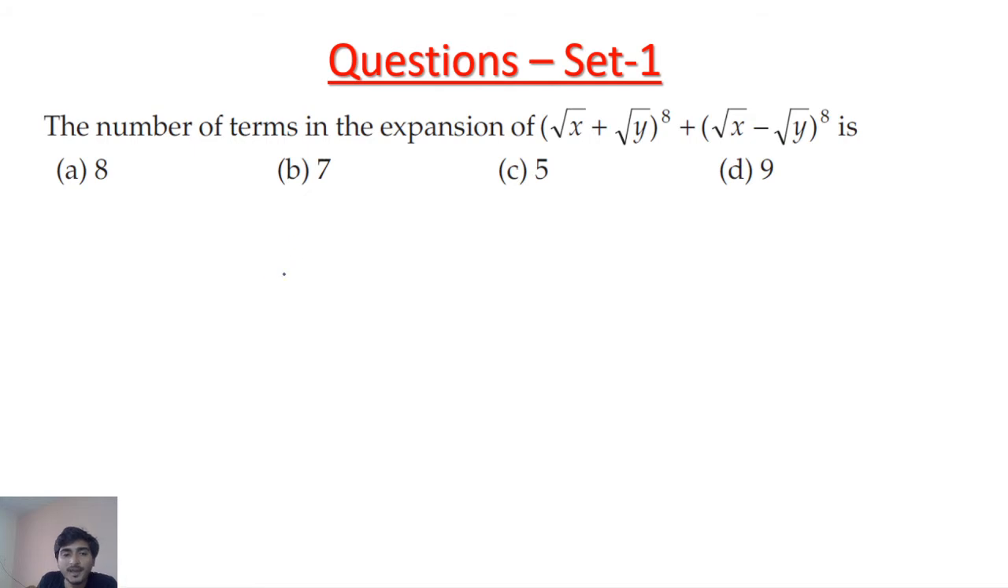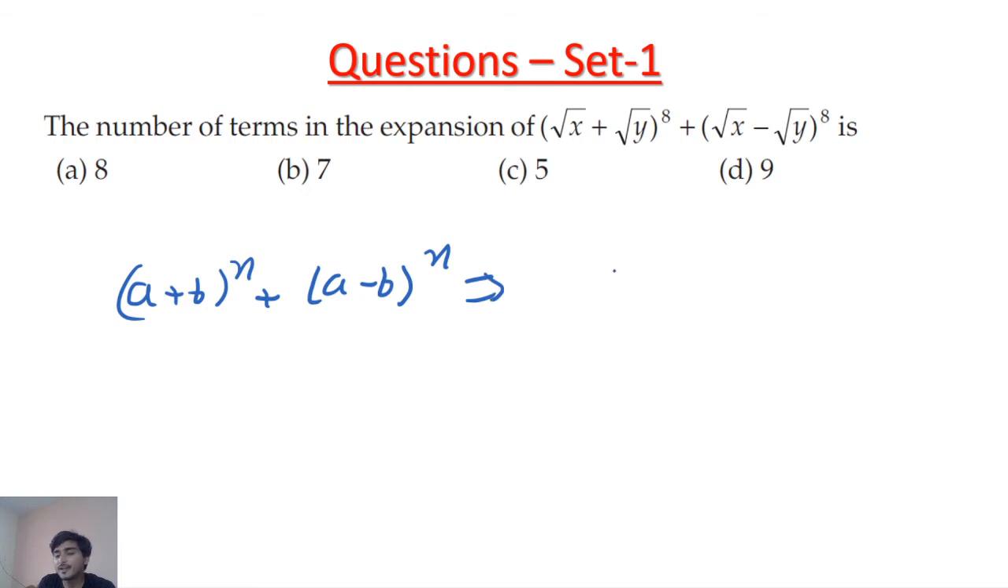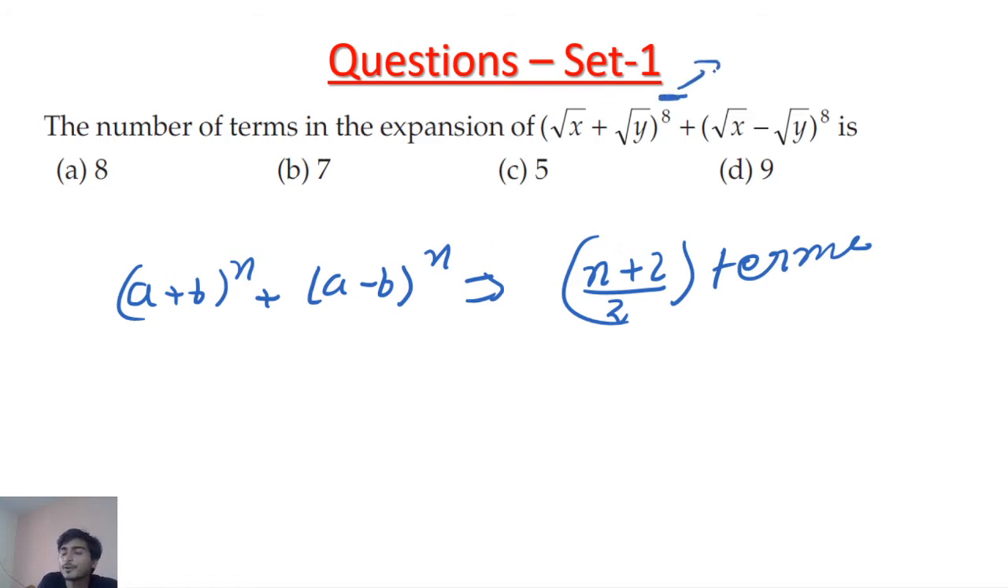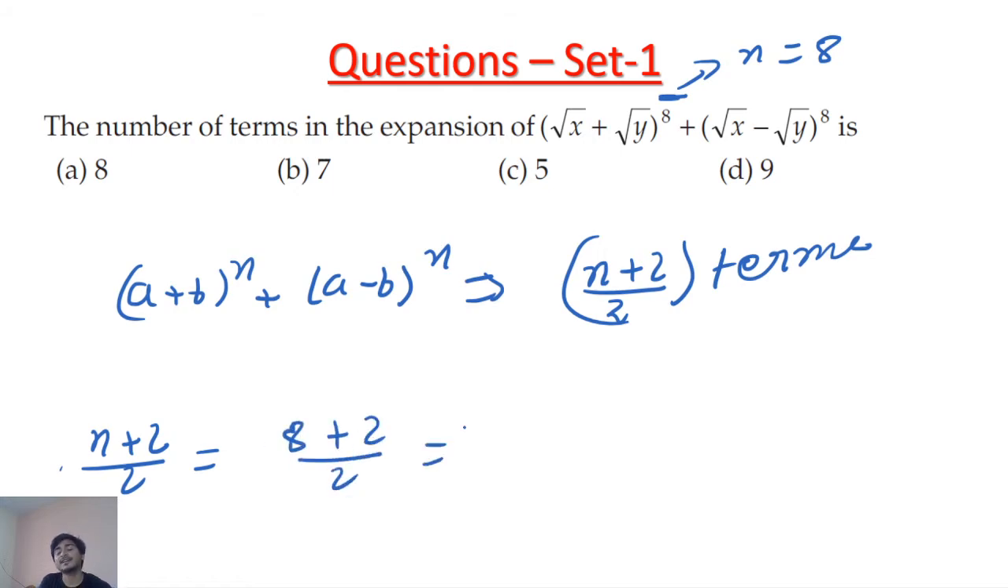Okay, so if we have something like (a plus b) to the power n plus (a minus b) to the power n, then in this case how many terms will be there? (n plus 2) by 2 is the number of terms. In this case n is equal to 8, so (n plus 2) by 2 is equal to (8 plus 2) by 2, that is equal to 5 terms will be there.